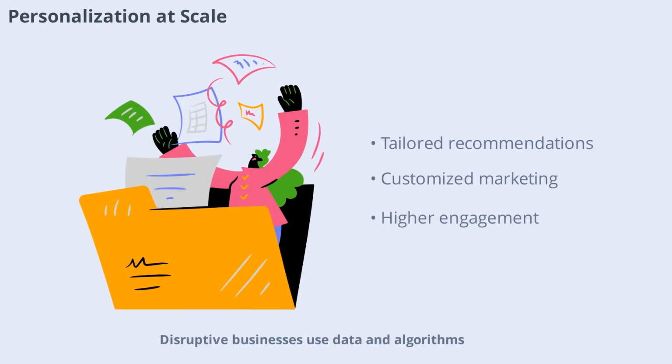Disruptive businesses use data and algorithms to deliver personalized experiences at scale. From tailored product recommendations to customized marketing, personalization increases engagement and satisfaction. Companies that master this approach can build deeper relationships with customers and stand out in crowded markets.